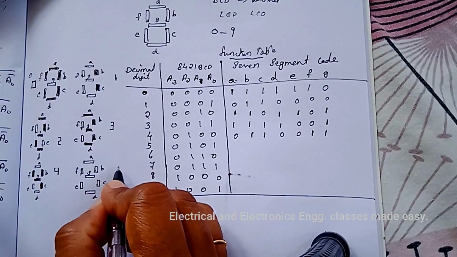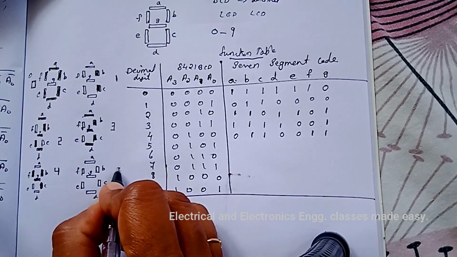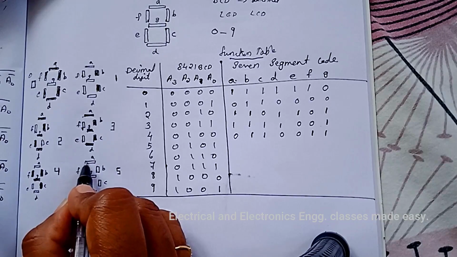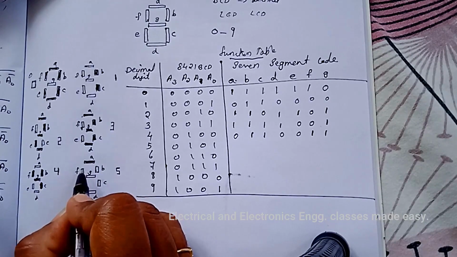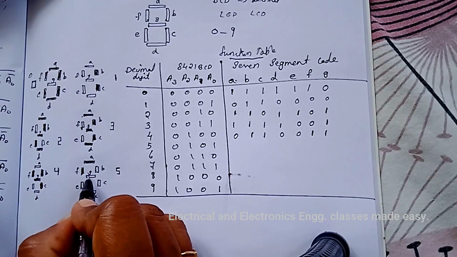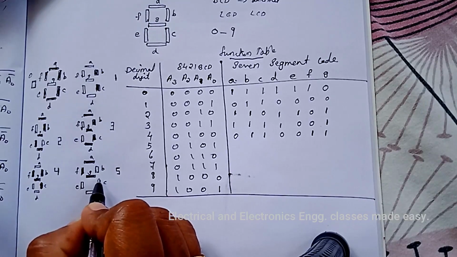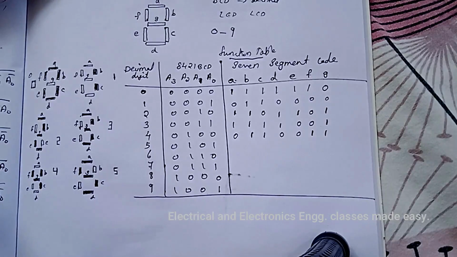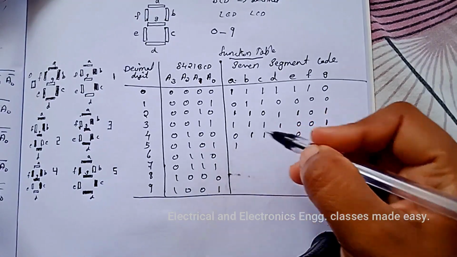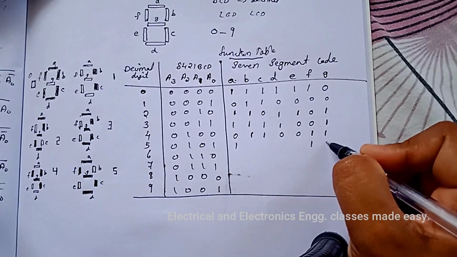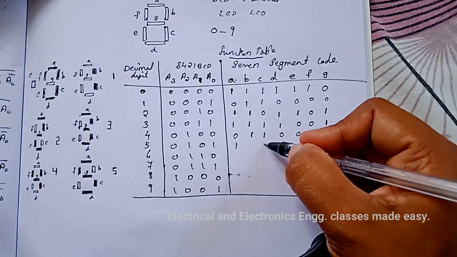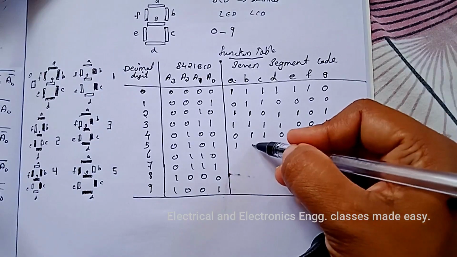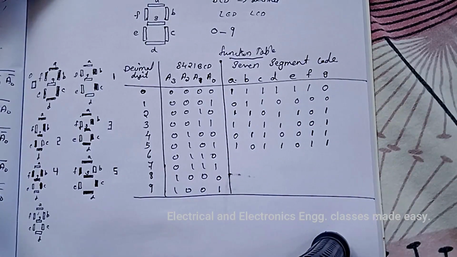Next is number 5. 5 will be displaying like this. So the segments A, F, G, C and D will be displaying. A, F, G, C and D at logic 1, B and E at logic 0.